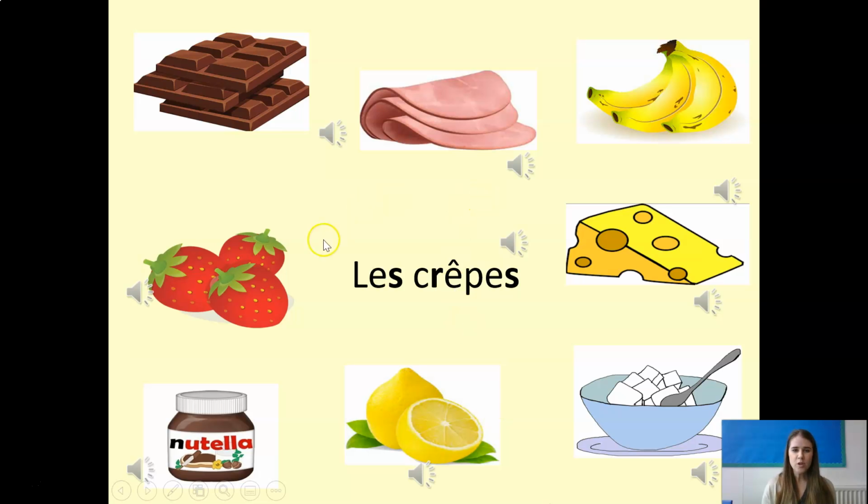So, I'm going to play these sounds to you one more time. You've got all of the words. I'm going to have a go at putting them into sentences, so just listen out for them. Le chocolat. Chocolate. Le jambon. Ham. Les bananes. Bananas. Les crêpes. Crepe, so that's your pancakes. Le fromage. Cheese.